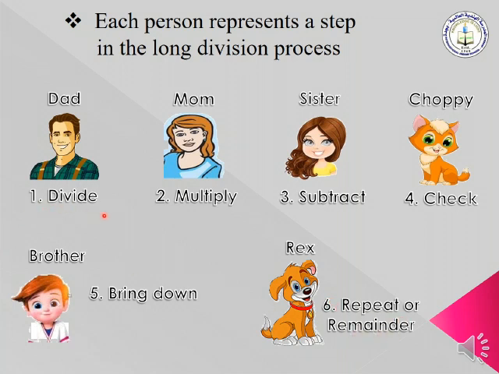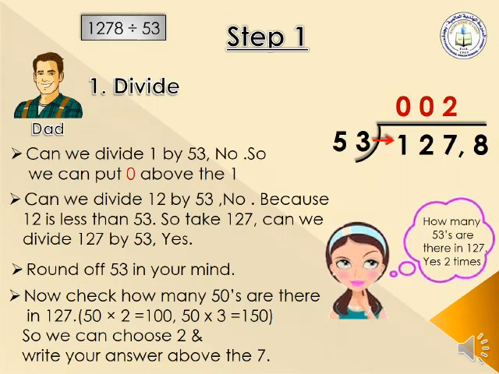This is the order to do the steps in the long division process. According to this order, we are going to do the long division. First divide, then multiply, then subtract, fourth check, fifth bring down, and sixth repeat or remainder. Children, let us start long division.